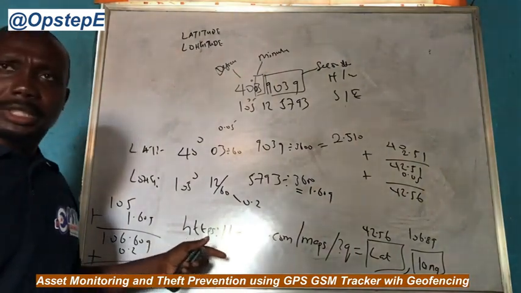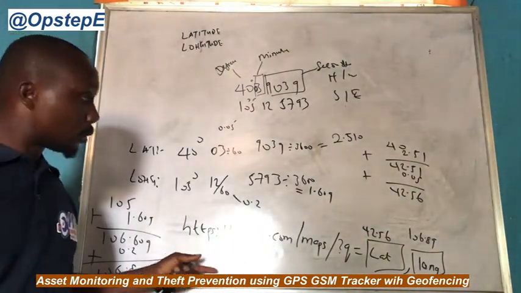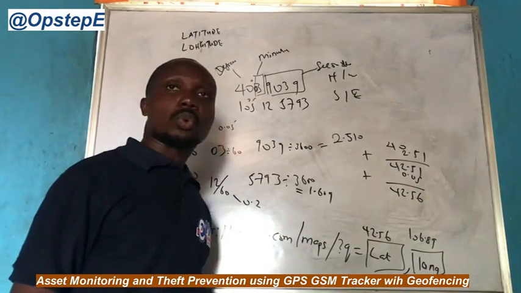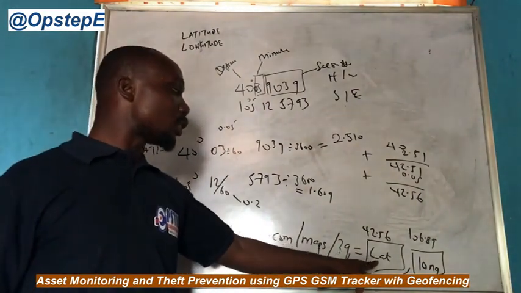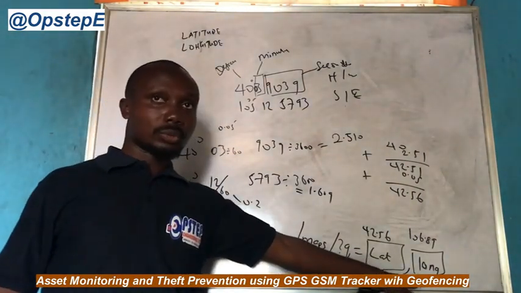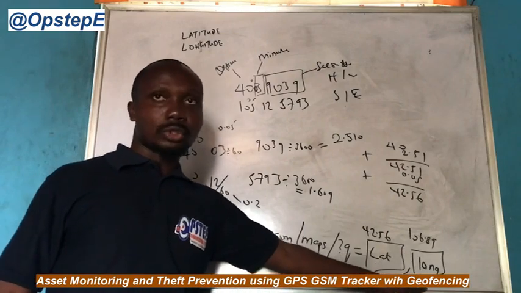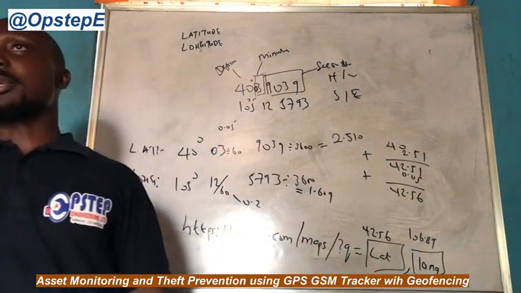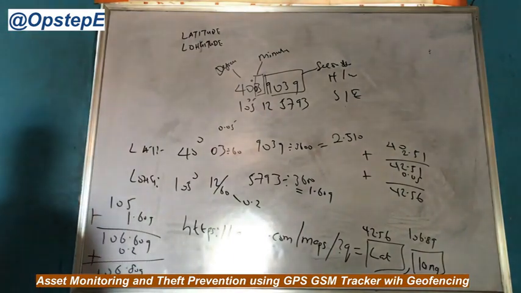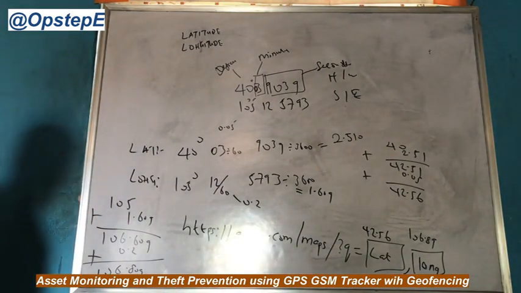So this is pretty straightforward and simple. This is what happens. But don't forget, it's always latitude before what? Longitude. Latitude before longitude. Does it make sense? It makes sense?